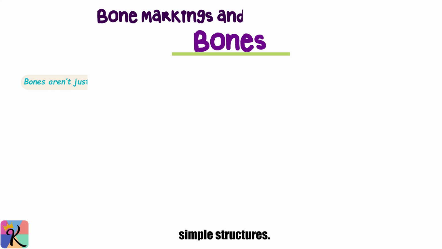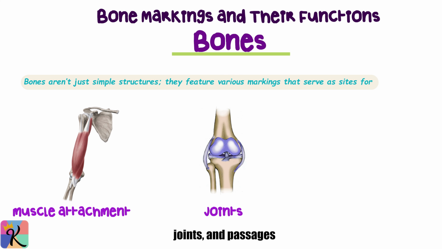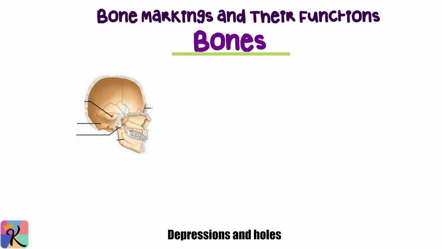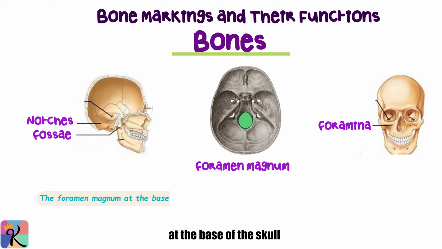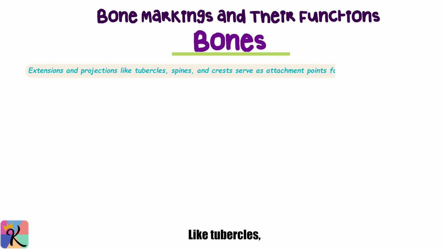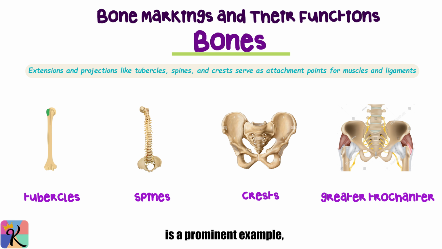Bones aren't just simple structures, they feature various markings that serve as sites for muscle attachment, joints, and passages for nerves and blood vessels. Let's break down these markings. Depressions and holes like notches, fossae, and foramina allow nerves and blood vessels to pass through or alongside bones. For example, the foramen magnum at the base of the skull allows the spinal cord to connect with the brain. Extensions and projections like tubercles, spines, and crests serve as attachment points for muscles and ligaments. The greater trochanter of the femur is a prominent example where multiple muscles attach.